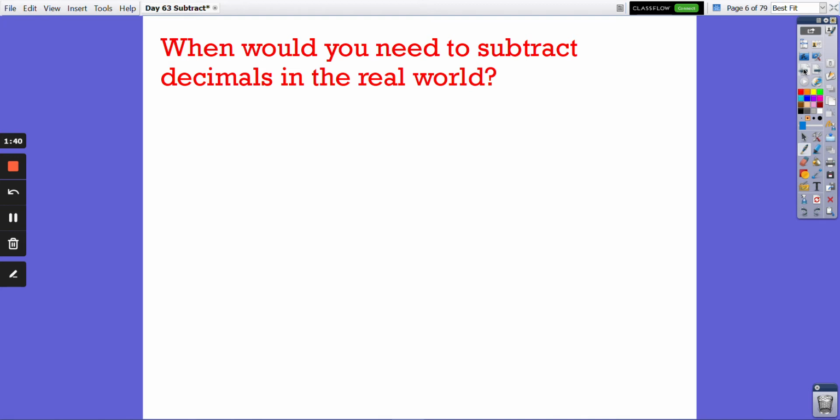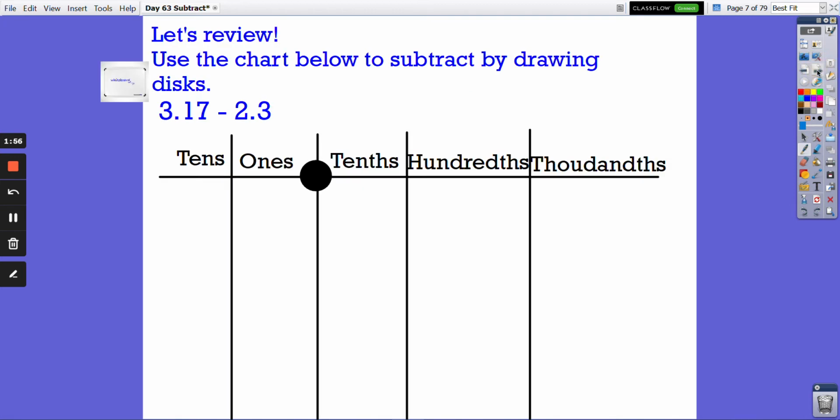Okay? Or let's say I'm even a cashier. I'd want to know how much change to give, right? So we use it all the time, and money is just one example of something that we use decimals and subtracting decimals for in the real world.